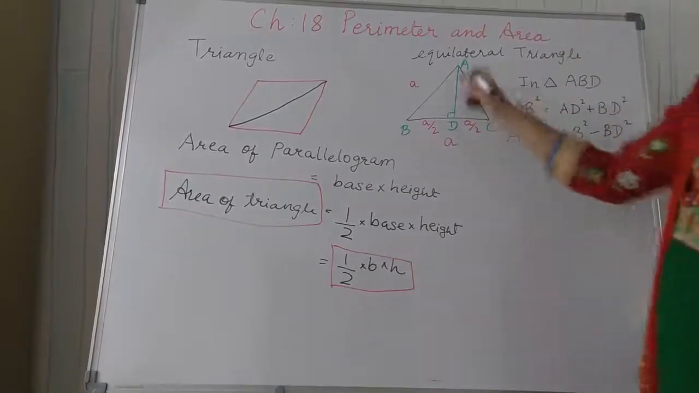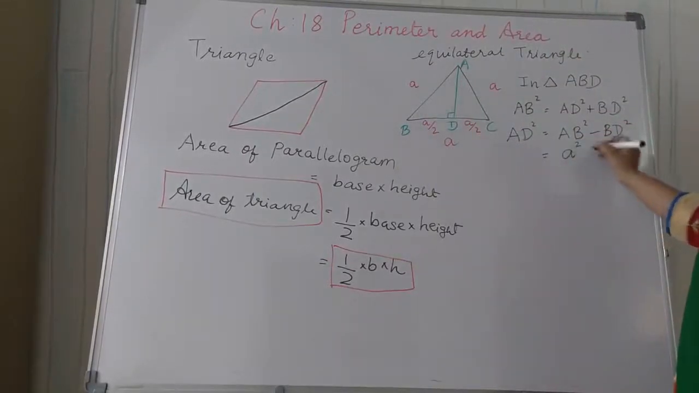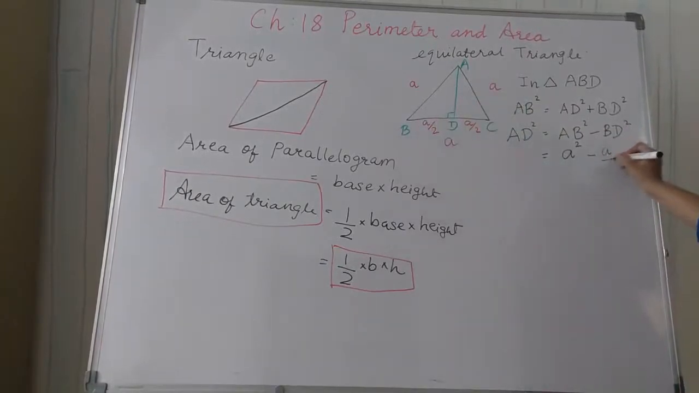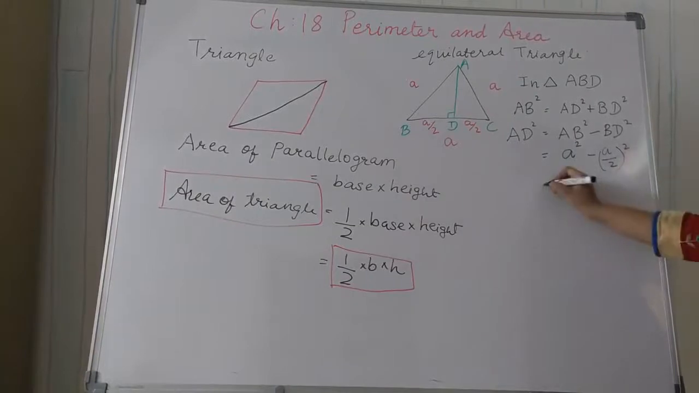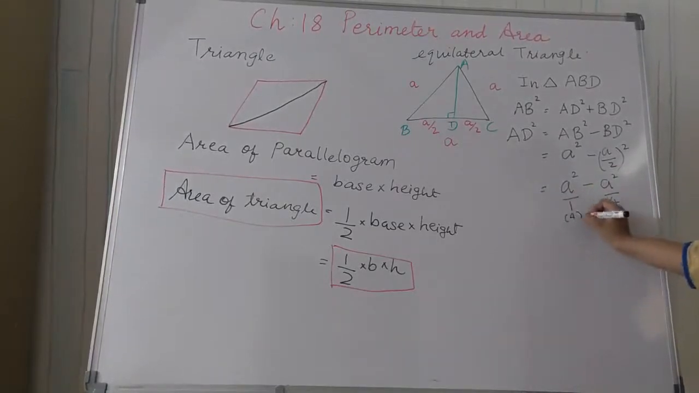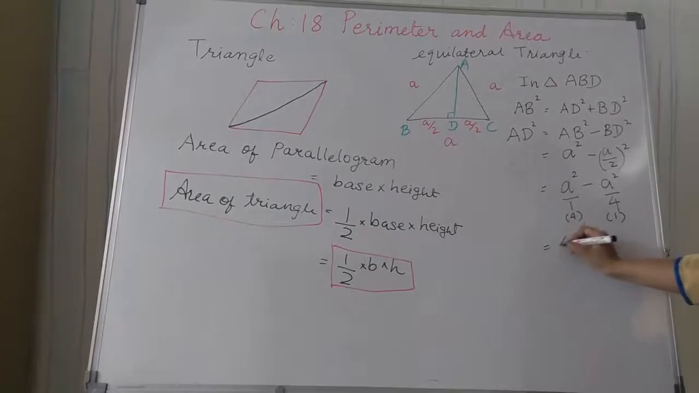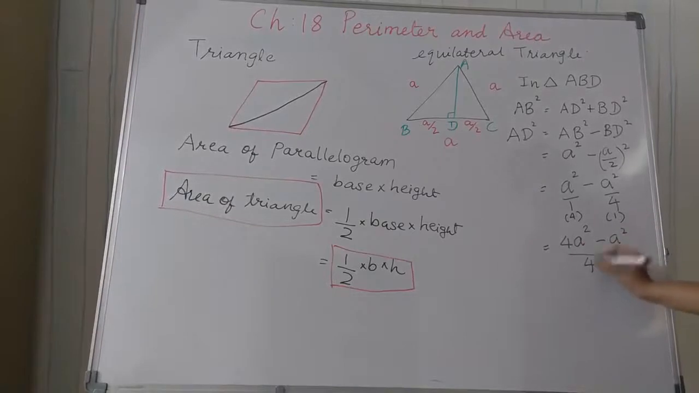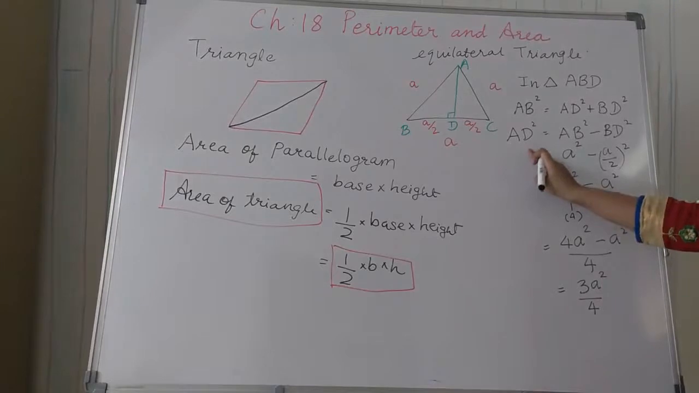Now the AB value is A, so A square minus BD, which is A by 2 square, right? So A square minus A square by 4. Now taking its LCM like this, we will get 4A square minus A square divided by 4. So here I get 3A square by 4. You can see the calculations. But this is AD square, students.